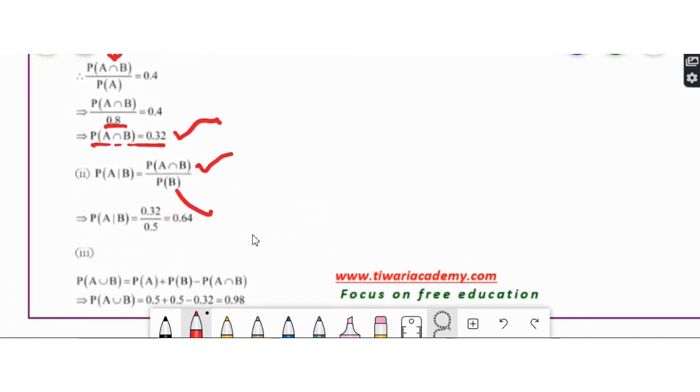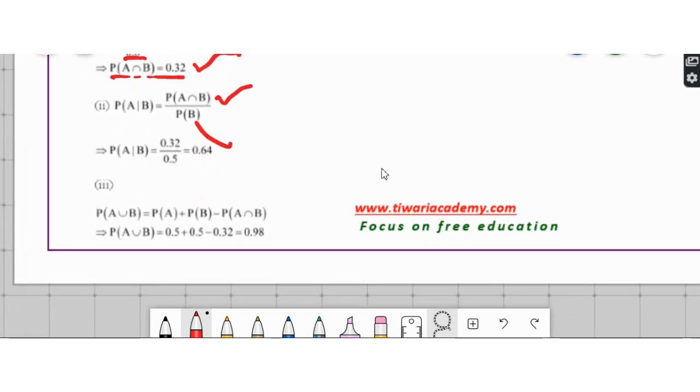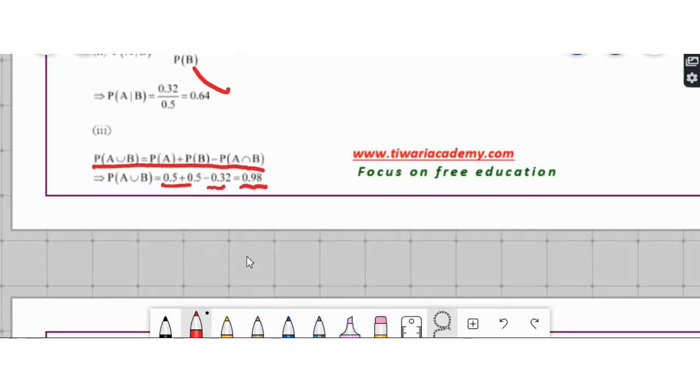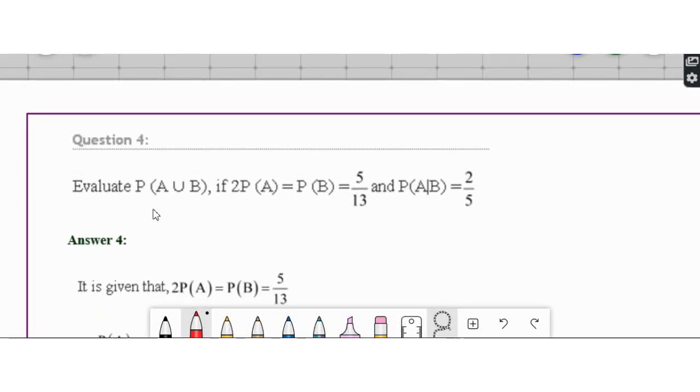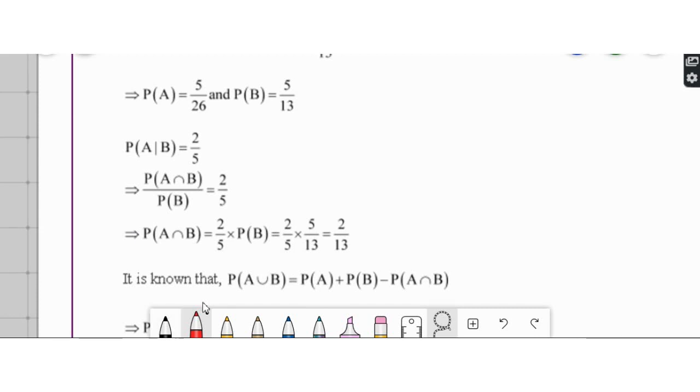Third one you have to find out, that is P of A union B. Now you know this formula, you should know it: P of A union B is equal to P of A plus P of B minus P of A intersection B. P of A and P of B are available, the intersection we already obtained. So the final answer is 0.98. You can see how simple it is. If you know one formula, you can solve all the questions.